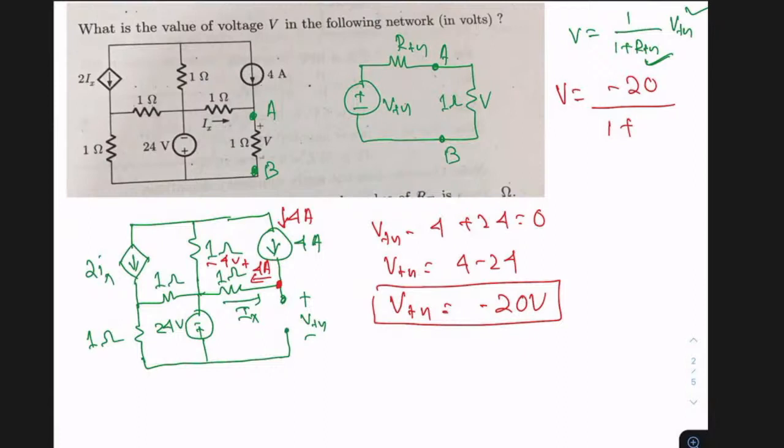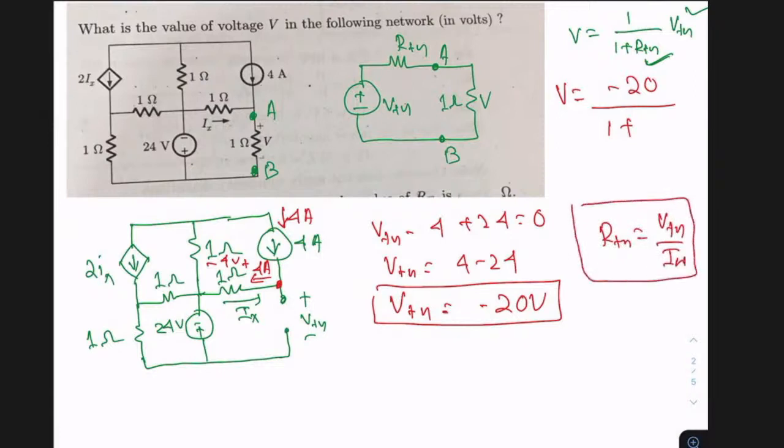Now let me know how you calculate RTH. To evaluate RTH in such cases, where the network contains both dependent as well as independent sources, generally there are two approaches. One approach is to evaluate IN, then you can get the value of RTH using the formula VTH by IN. We already have VTH, so if you get IN, we can use this formula.